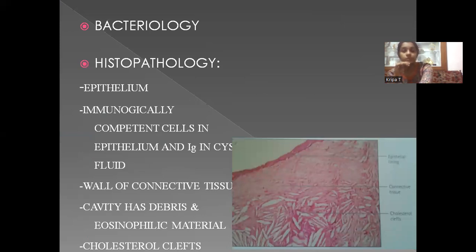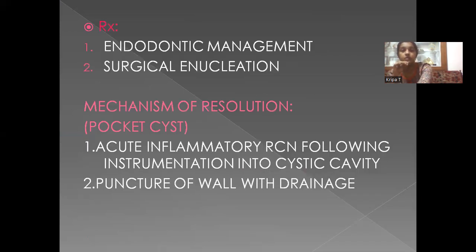Histopathology, you can see certain chronic cells, a definite epithelial lining, and cholesterol crystals will also be evident. Treatment, you go for an endodontic treatment. Sometimes there might be a need for periapical surgery, apicoectomy, for a complete resolution.